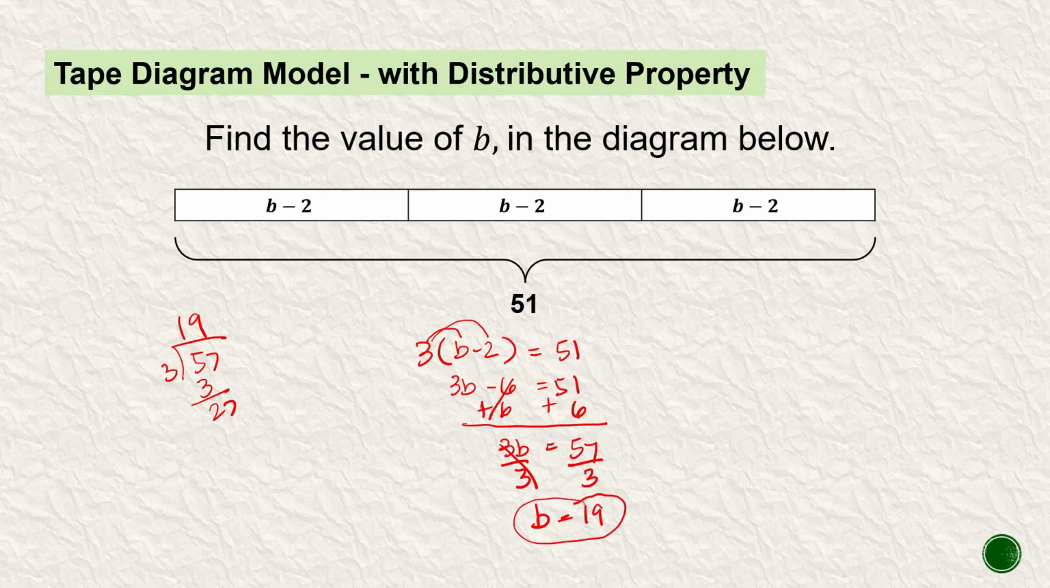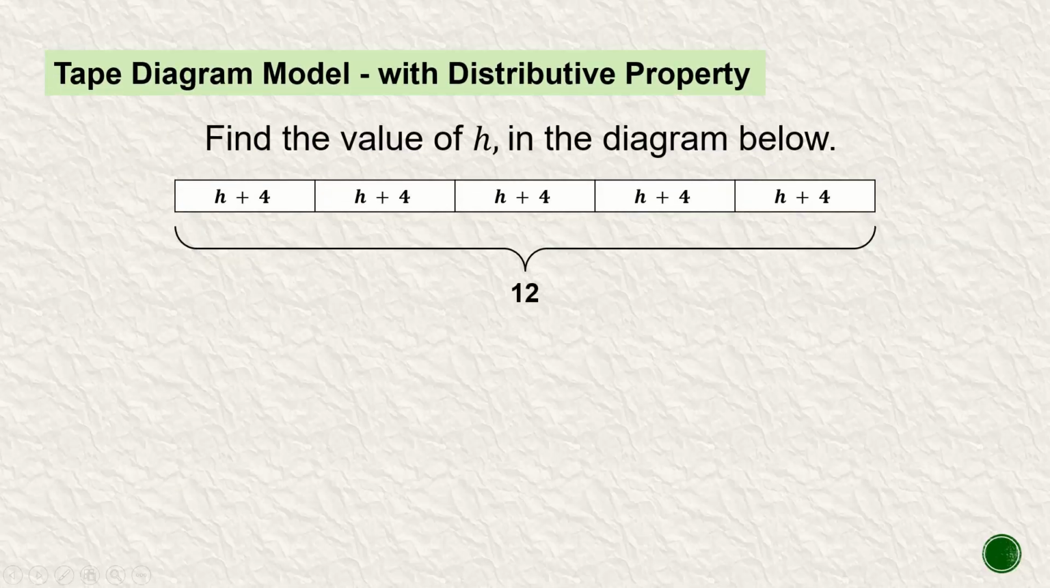There you go. Let's go to the next example, and this is the last one. Here we have h plus 4, and there are 5 of h plus 4. So meaning this is going to be 5 times h plus 4 equals 12.